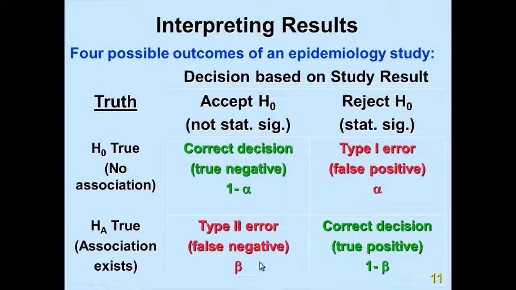I'm going to come back to alpha and beta. And also the correct decision, true negative, we would sometimes designate 1 minus alpha, and the true positive we sometimes designate as 1 minus beta. And this will turn up again in a minute in my next talk, in fact, as statistical power. This represents statistical power.